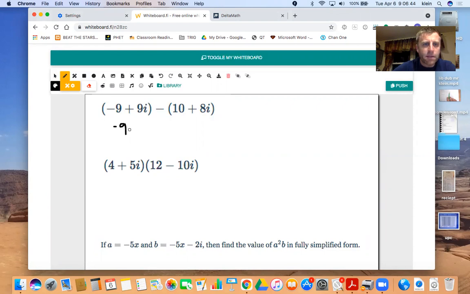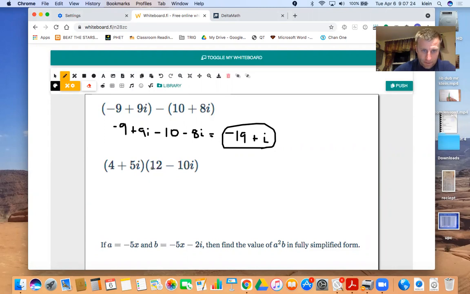So if I just rewrite this with that negative distributed, it'll be minus 10 and minus 8i. Okay, and then from there you just combine your like terms. Negative 9 plus negative 10 would be negative 19. And 9i minus 8i is just going to be 1i, so just plus i. All right, and that would be your answer.